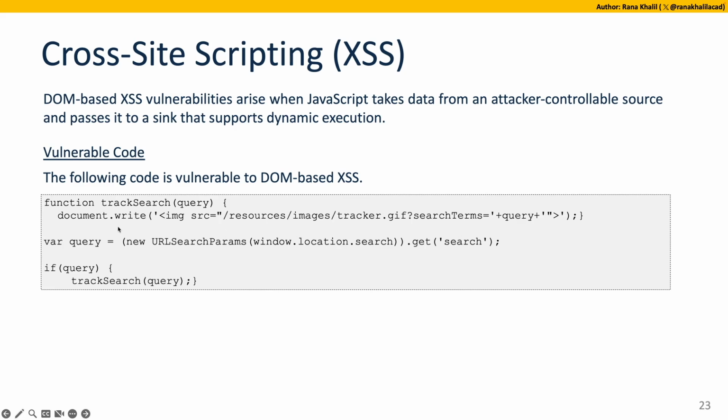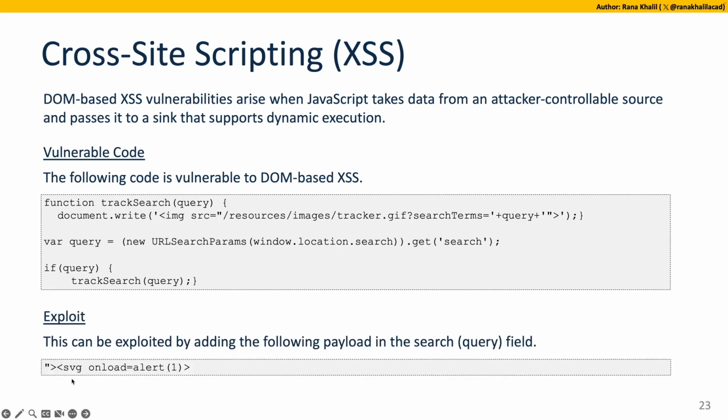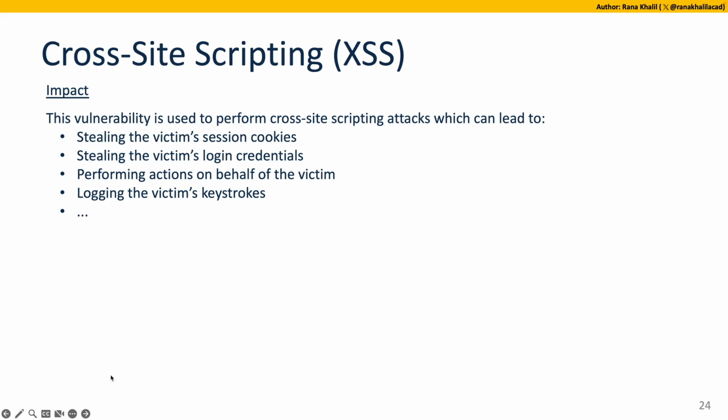Now, there are many different ways of exploiting this vulnerability, but one of the payloads that you could use is this one over here. So we start off by closing off the source attribute and then adding our own SVG tag that when loaded presents the user with the alert box. This payload just proves that the XSS vulnerability exists and is potentially exploitable. However, if you want to show the impact of the vulnerability, you could attempt to steal the victim's session cookies or login credentials through a fake login page. You could also perform actions on behalf of the victim user and even log the victim's keystrokes.